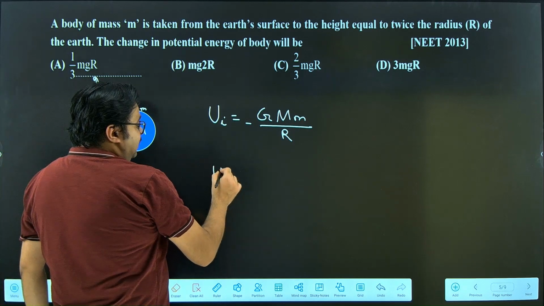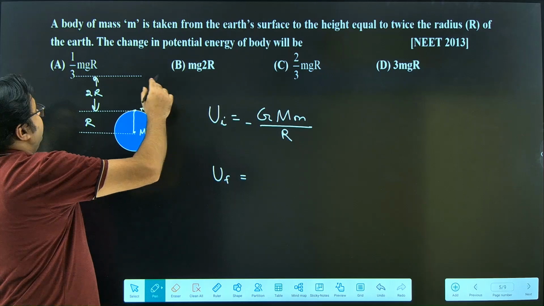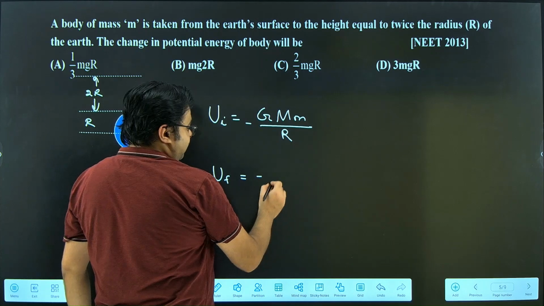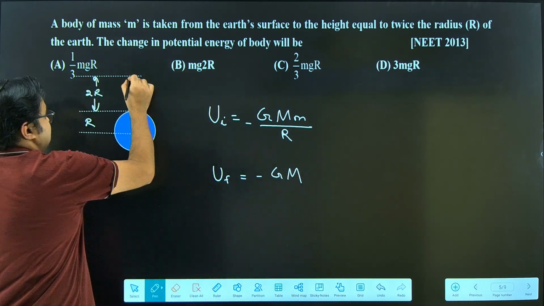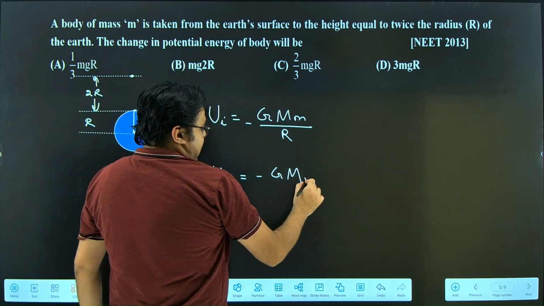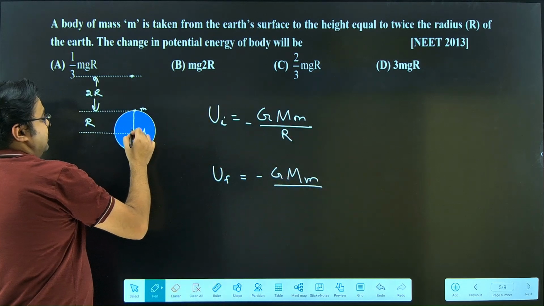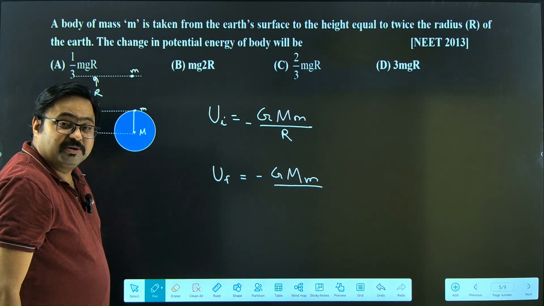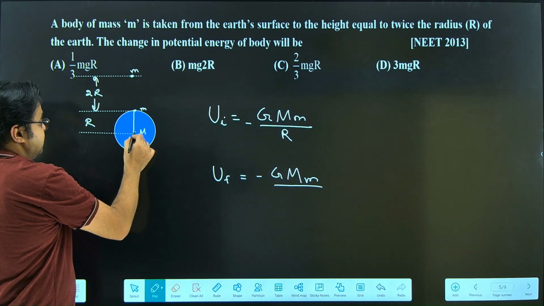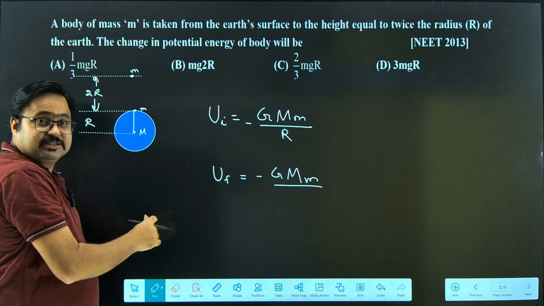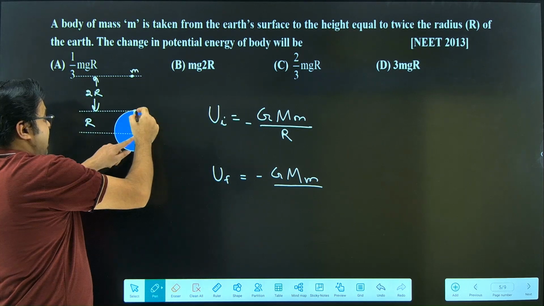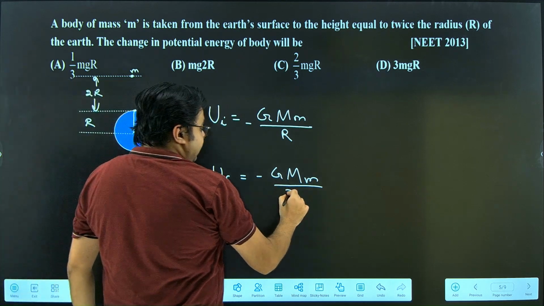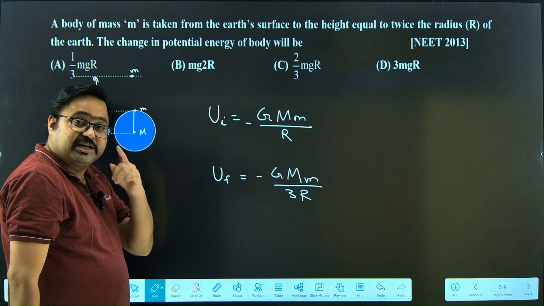How do you write the final potential energy of the body? Because we need to find the change in potential energy. The final potential energy is a similar equation, G capital M, because the mass now has moved to a height 2R, and the potential energy has to be discussed between the mass of the Earth and the mass of the object, small m. Now, what's the distance between the two? The distance between the center of the Earth and the mass. Before it was R, now that R has become 2R plus R, 3R. So 3R is the distance in the final potential energy.